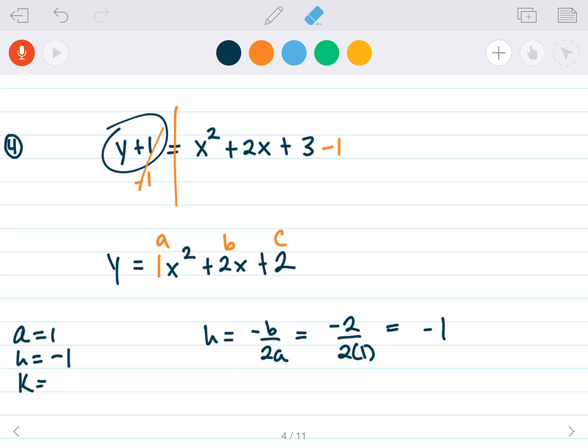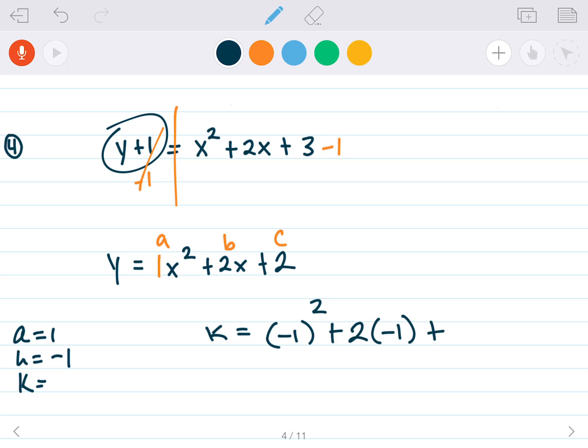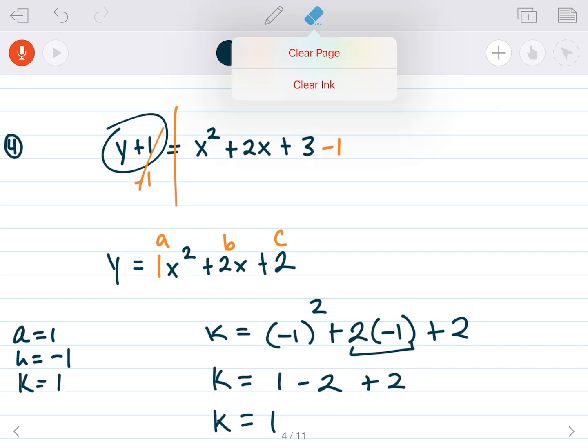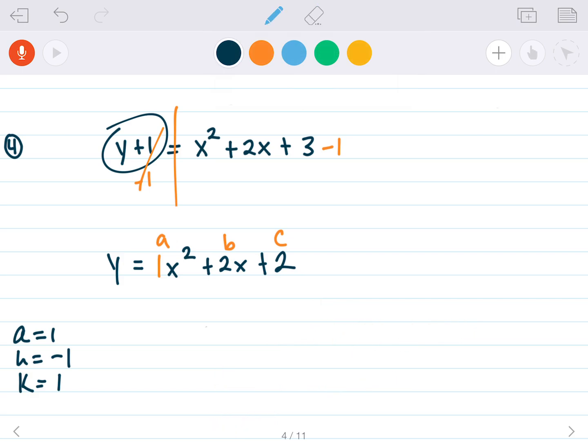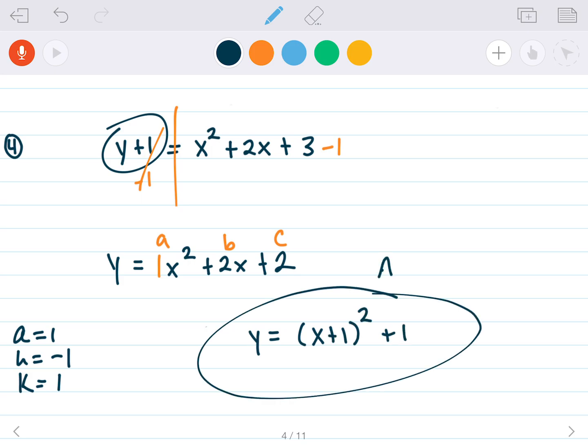And now I just need to plug in -1 in for x to get k. So -1 squared is 1. This becomes -2 plus 2. And so k is going to be equal to 1. So my answer is going to be the following. It's going to be y equals a, which is 1, times x minus a negative 1, that becomes positive 1, squared plus k. So that's my answer.